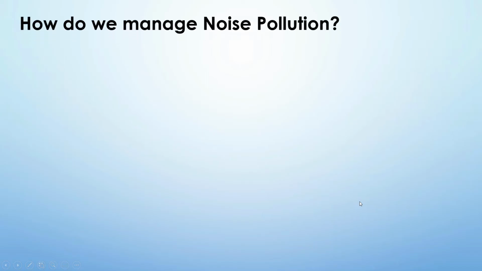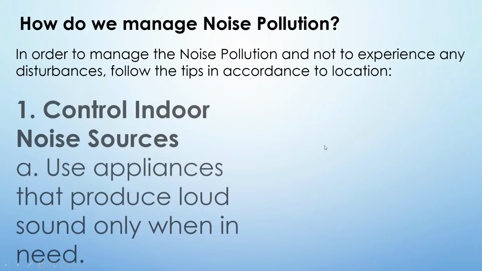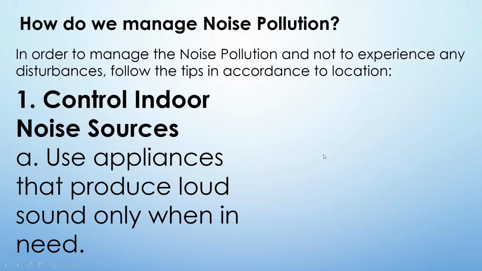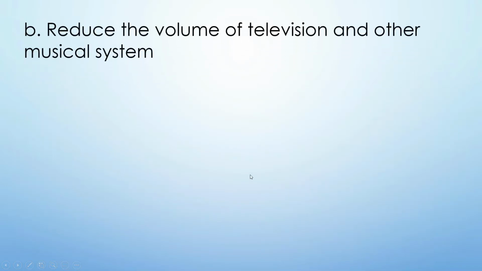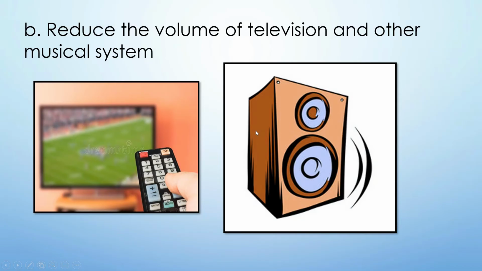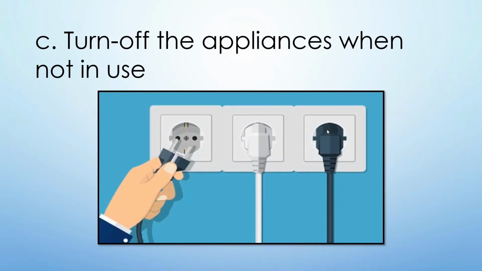How do we manage noise pollution? In order to manage noise pollution and not to experience any disturbances, follow the tips in accordance to location. Number 1, control indoor noise sources. In letter A, use appliances that produce loud sound only when in need. Letter B, reduce the volume of television and other musical systems. Letter C, turn off the appliances when not in use.